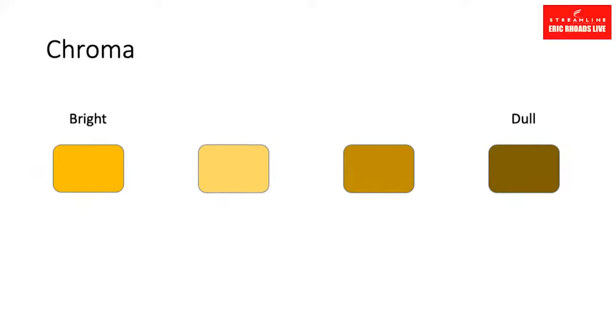You can add white to it. That will decrease the chroma and make it duller. You can add black to it. That will make it duller. Or you can add the complement. And that's a common way to decrease the chroma in a color.